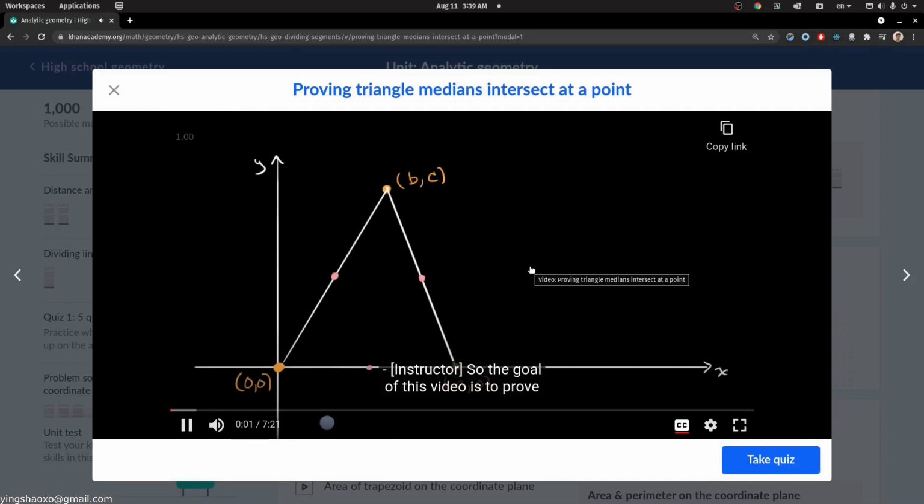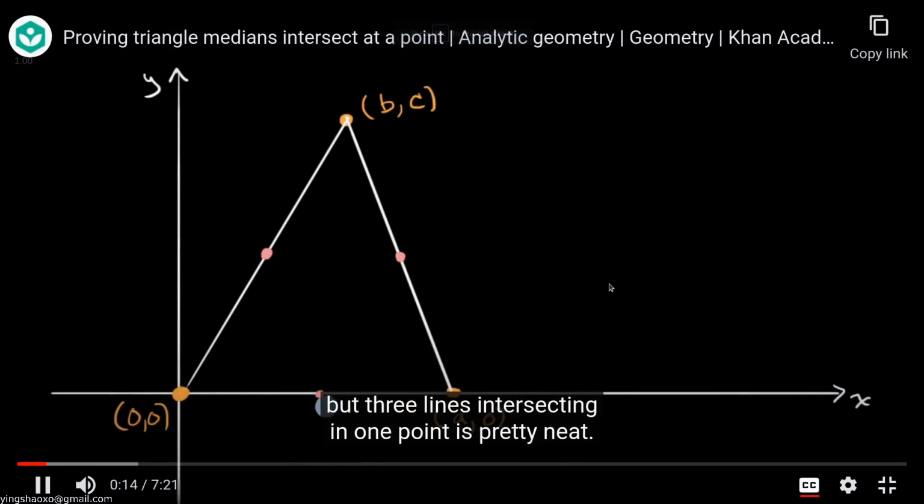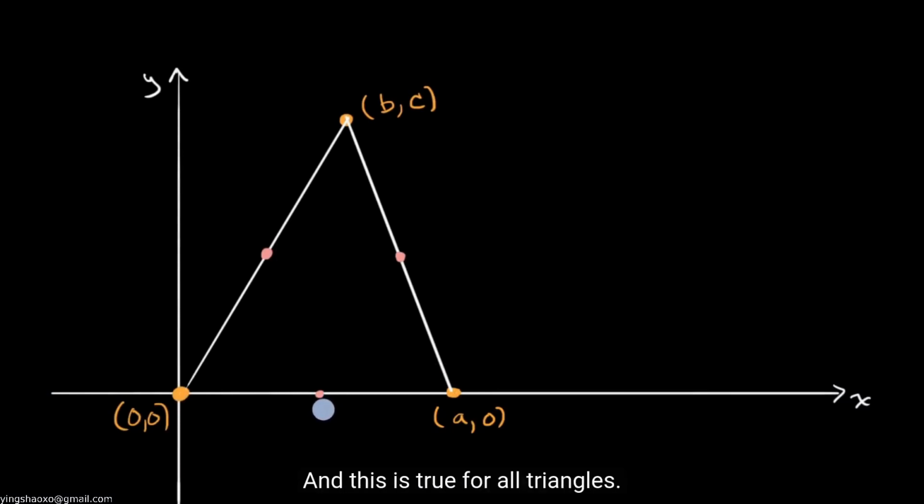So the goal of this video is to prove that the three medians of a triangle always intersect at one point, which is pretty interesting because you would expect two different lines with different slopes to intersect in one point, but three lines intersecting in one point is pretty neat. And this is true for all triangles.